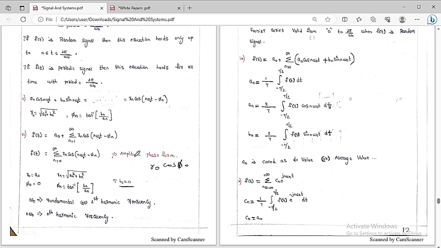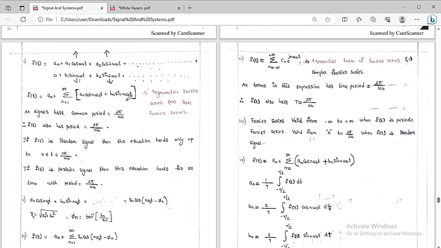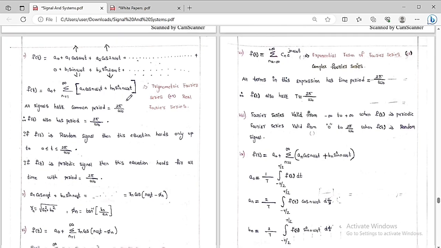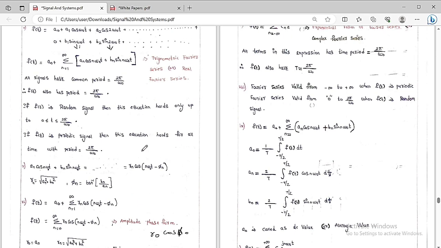And this is called the amplitude phase form. And the earlier one is called the trigonometric Fourier series or the real Fourier series. These are the different forms you always have to keep in mind.